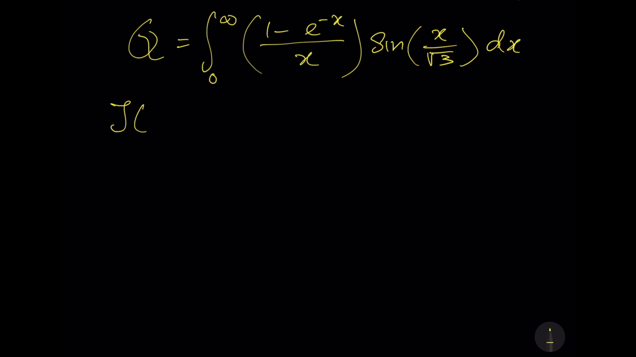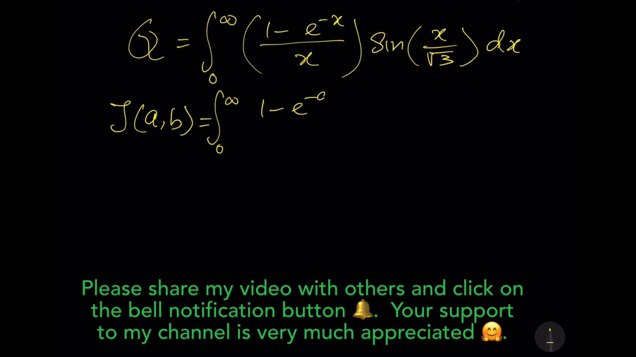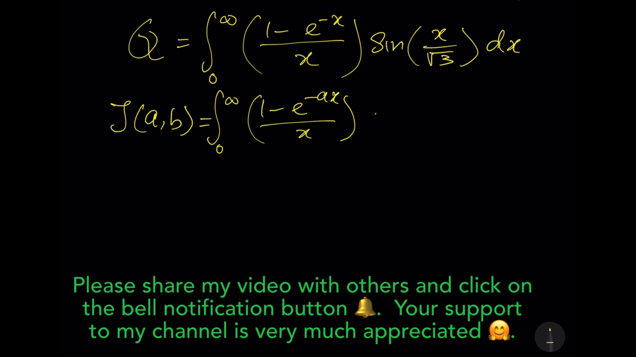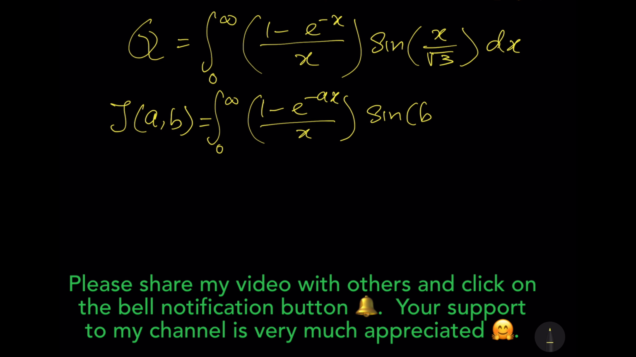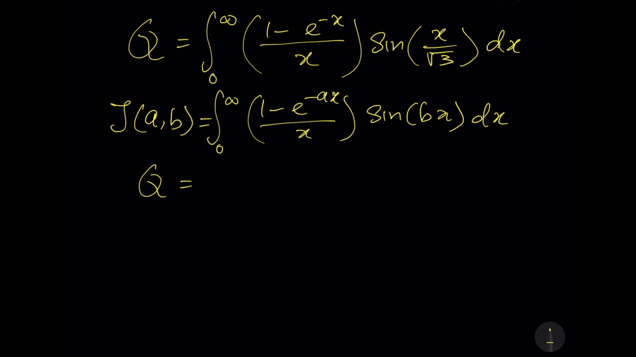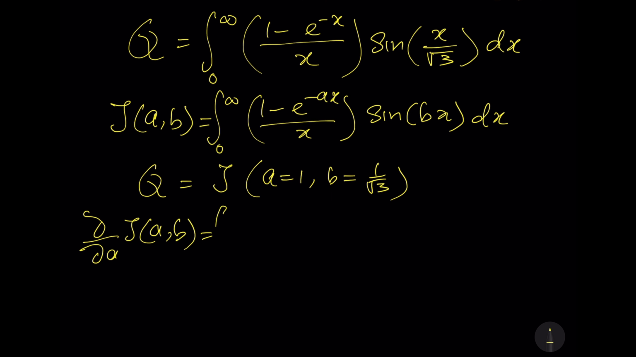First step, define a function J with parameters a and b, which is almost the same as the question Q, but with e to the power negative ax instead of e to the power negative x, and sin bx instead of sin x divided by square root 3. This means Q equals J when a equals 1 and b equals 1 over square root 3. Apply partial differentiation over a for the function J(a, b).